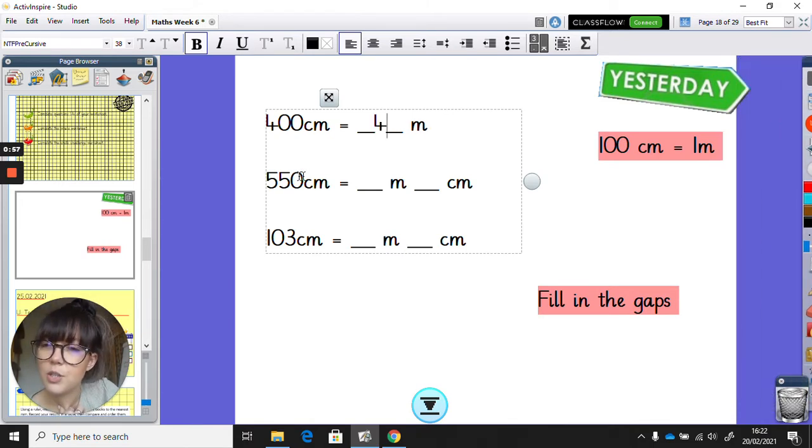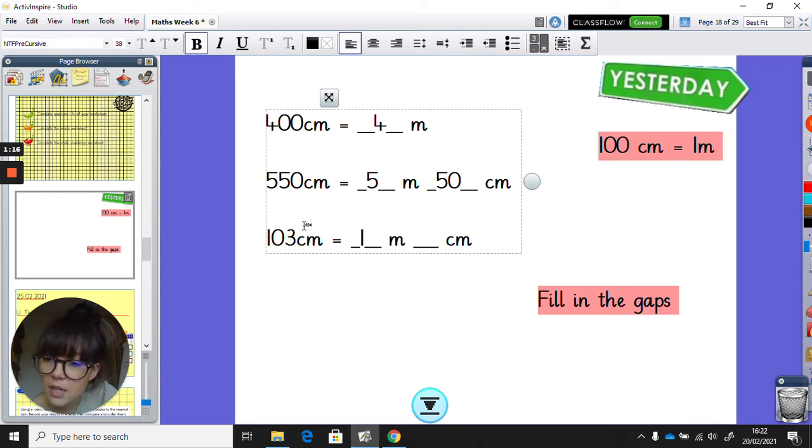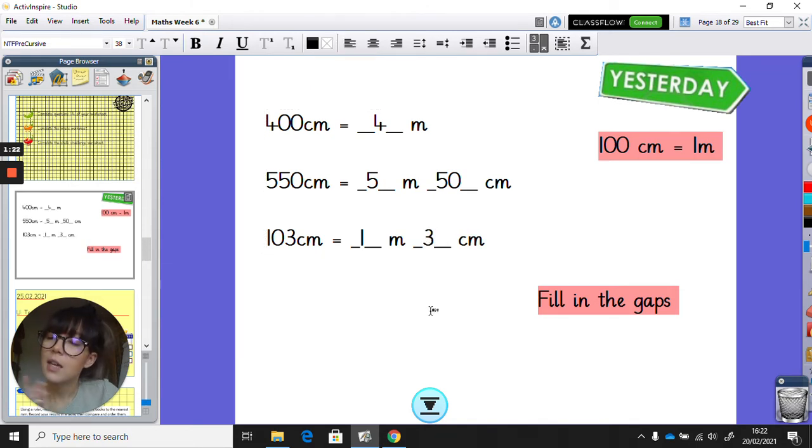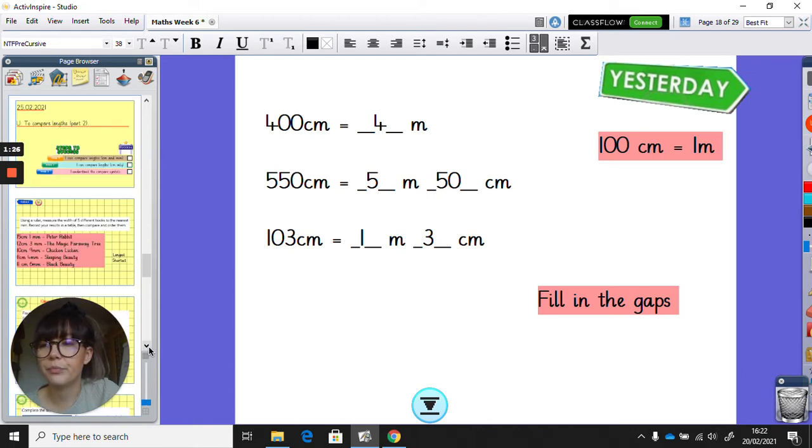550 centimetres, so we can tell the multiple of 100 in there is 500, and there's 500s in that number. So we know that there's 5 metres, and then therefore there's 50 centimetres left over. Same with this one. We know that 100 centimetres equals 1 metre, so we know there's 1 metre in there. But then can you see that there's 3 centimetres left over more than 100, so therefore there are 3 centimetres. Give that a tick if you've got it right, and then we'll move on to today's learning.